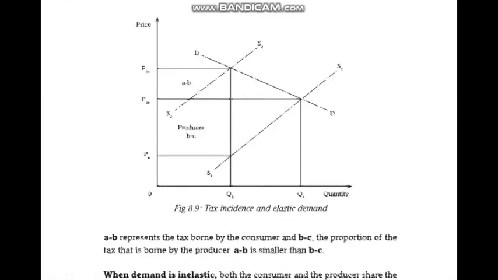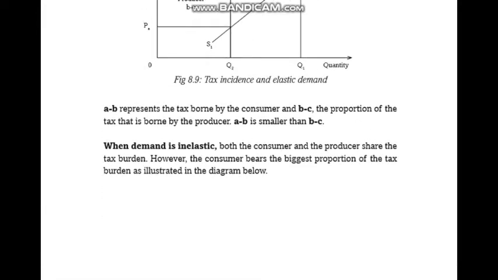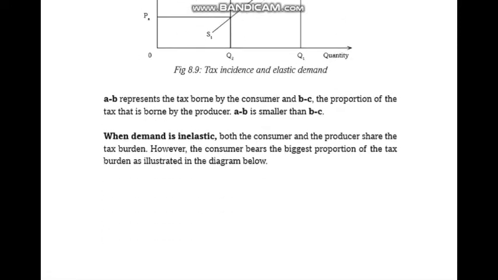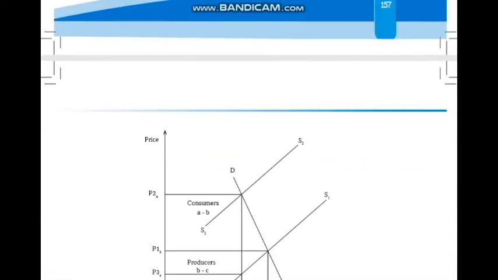This is how producers bear the burden of taxation. AB represents the tax borne by the consumer, and BC, B minus C, the proportion of the tax that is borne by the producer. A minus B is smaller than B minus C, as the illustration is showing there. When demand is inelastic, both the consumer and the producer share the tax burden. However, the consumer bears the biggest proportion of the tax burden, as illustrated in the diagram below.